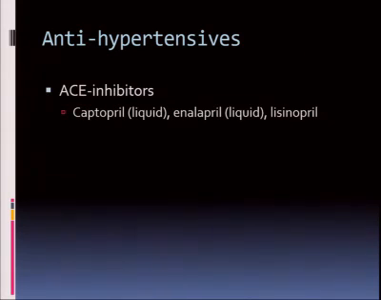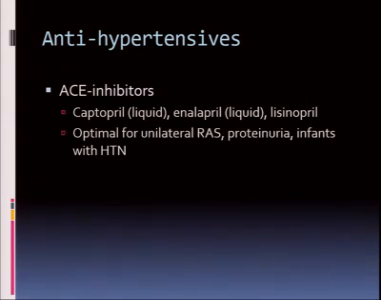Next category is ACE inhibitors. So we're talking about your prils, right? Captopril, enalapril, lisinopril, et cetera, et cetera. This is optimal usage for unilateral renal artery stenosis. Those patients have a very high renin-angiotensin state, so an ACE inhibitor is an ideal drug for hypertension in those patients. It can also be used for proteinuria, and is something we often use with infants with hypertension.